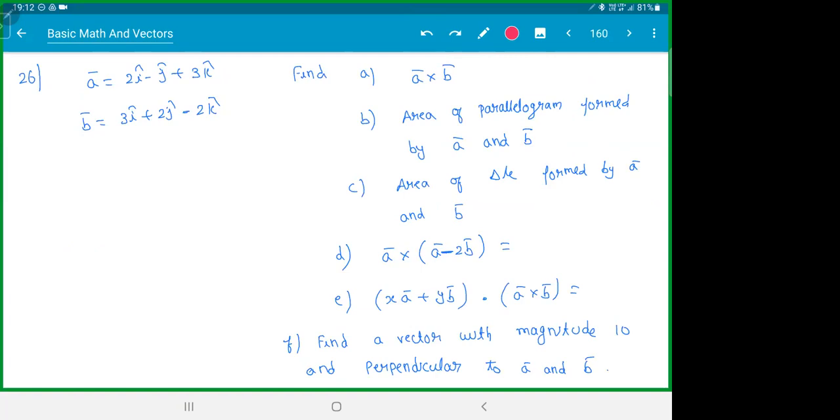Find a vector with magnitude 10 and perpendicular to A bar and B bar. 10 by root 234 minus 4. Right, Aditya, but there is one more answer. You're not wrong, but there's one more answer. So sixth question, find a vector which is perpendicular to A bar and B bar and magnitude should be 10. Try.